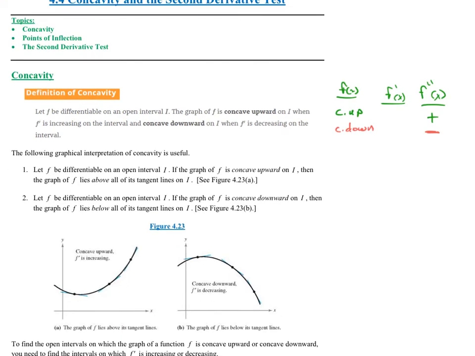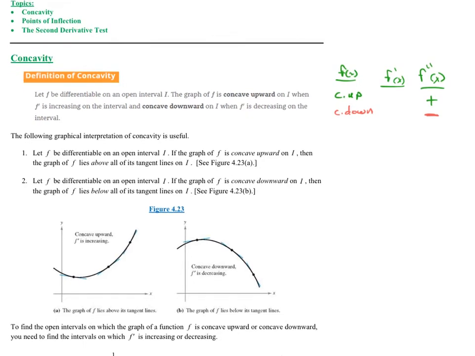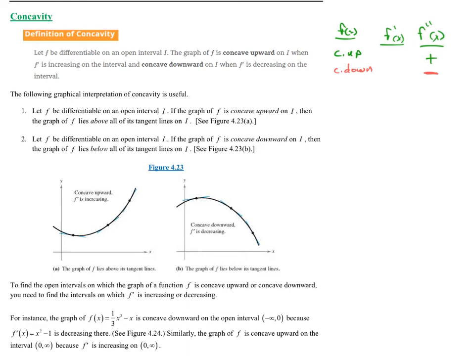Okay, it says the following graphical interpretation of concavity is useful. It says let f be differentiable on an open interval. If the graph is concave upward, then the graph lies above all of its tangent lines. So if you think about looking at its tangent lines here, notice the graph is above it every single time, and if it lies below it every single time, it's concave down. Look, I think there's an easier way to do this, in all honesty. When I look at concave up, it's got to be part of a smiley face. And when I look at concave down, it has to be part of a frown. So concave down is a frown, concave up is a smiley face.